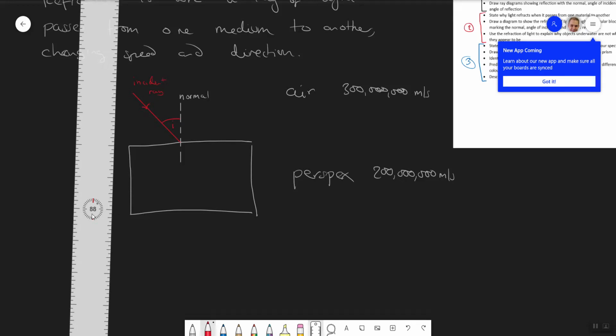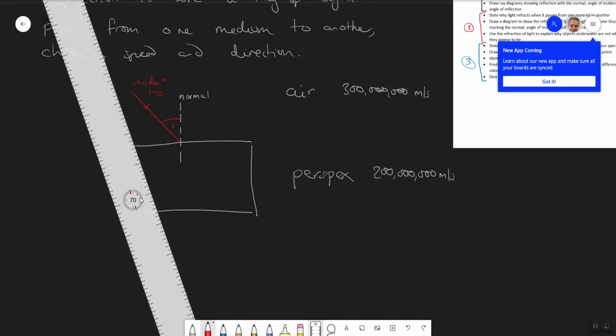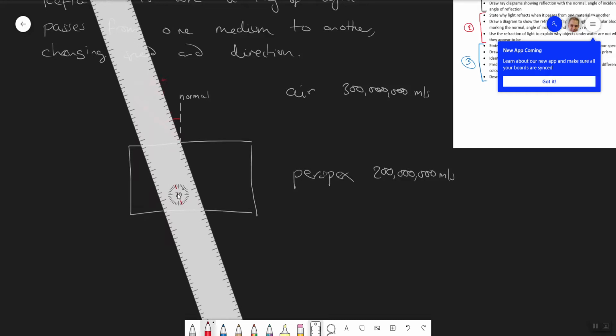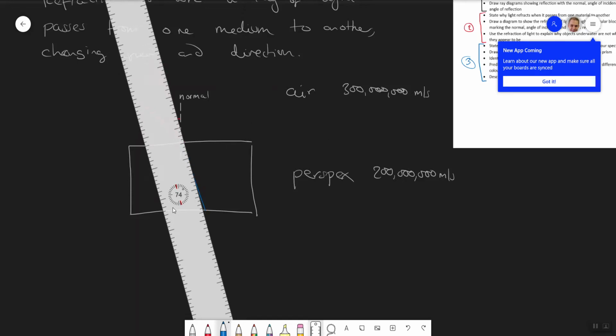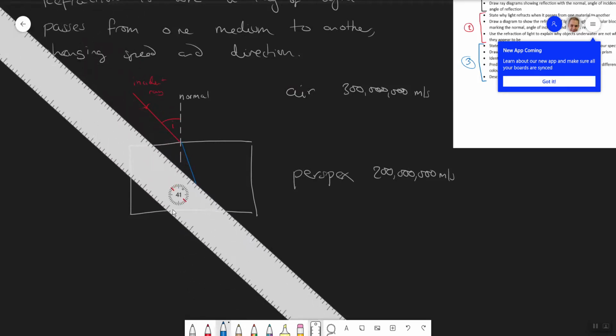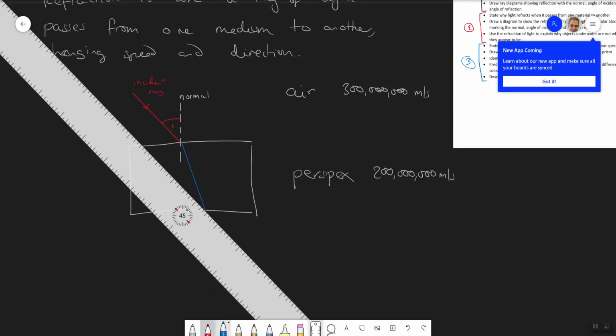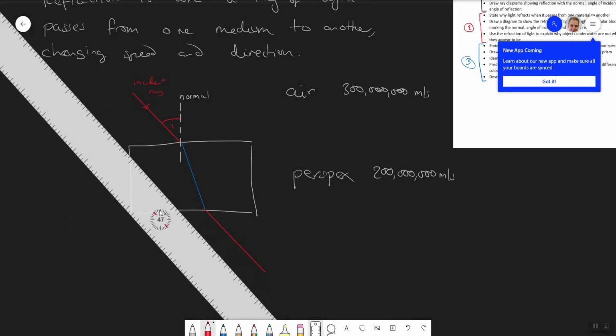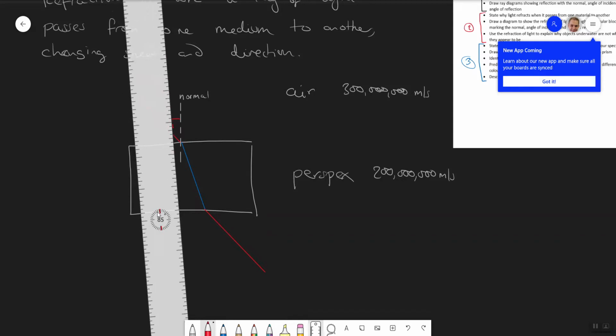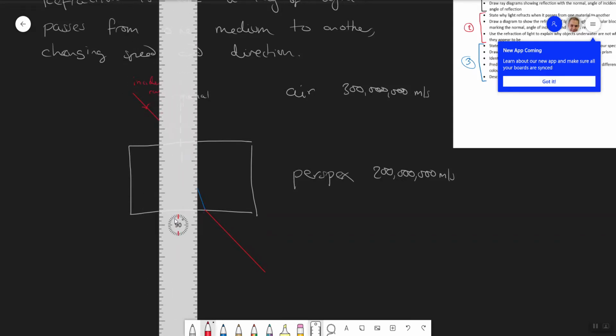And then what happens inside? Well, in perspex it travels slower, and so we get a change of speed and a change of direction. Might look like that. And then on the way out, I'm going to get this coming out here again, and draw our normal again. So this is the path of a ray of light through a perspex block.